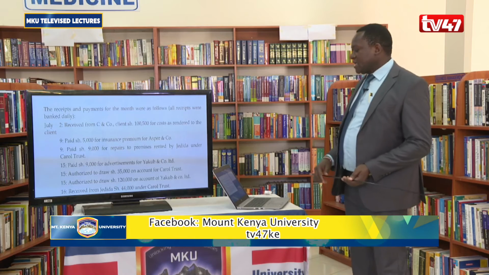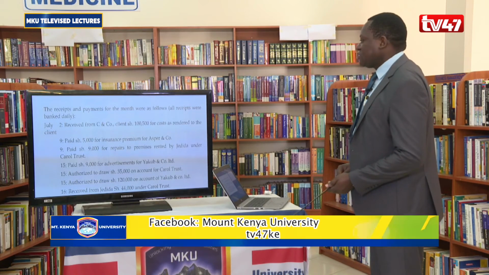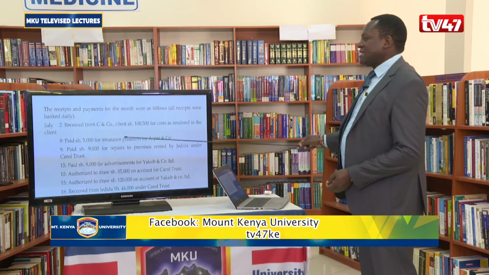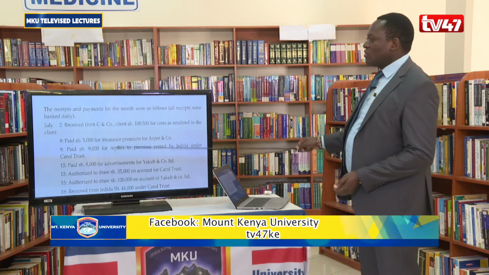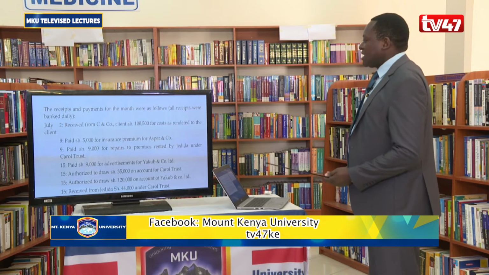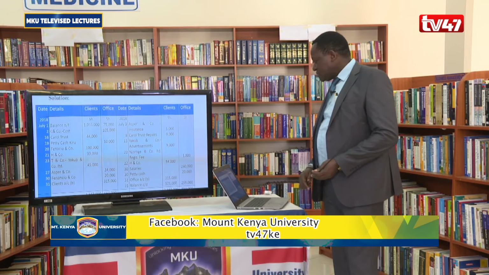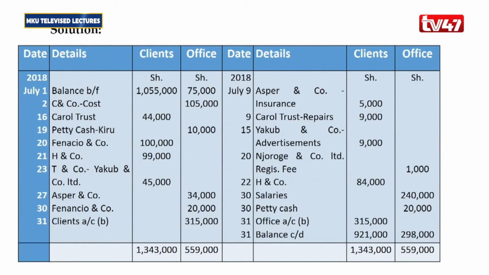Now, then, of course, we go to the second transaction, and this is on the 9th. So we are paying 5,000 for insurance premium for ASPA. In this case, we are going to go to the cash book. We credit cash book, and we debit ASPA account. So when you go to the cash book, you realize that this is ASPA, because we are paying. When you're paying, you're reducing. And because this customer has sufficient funds, we're going to credit the account of ASPA.